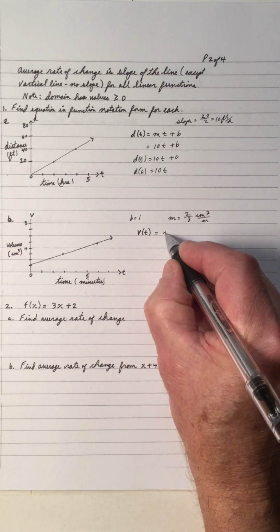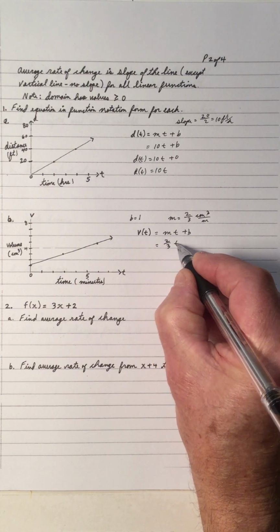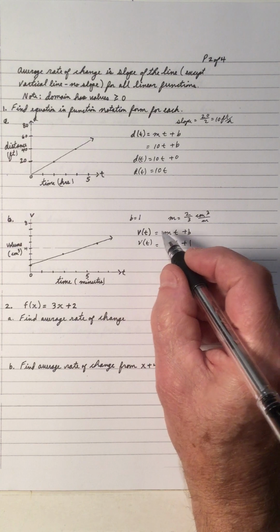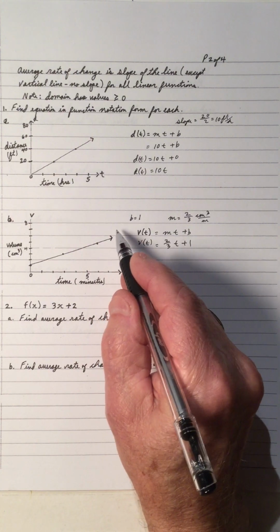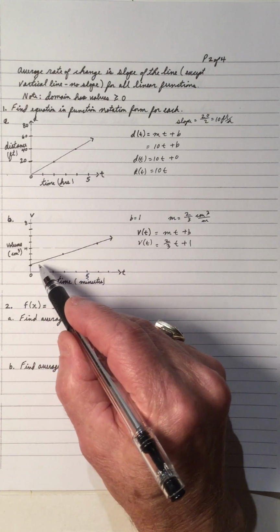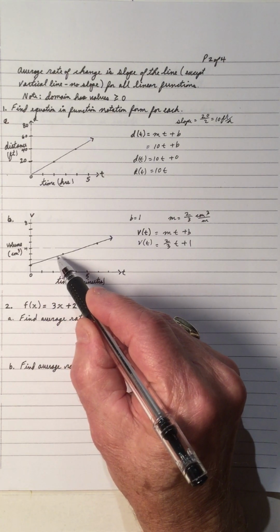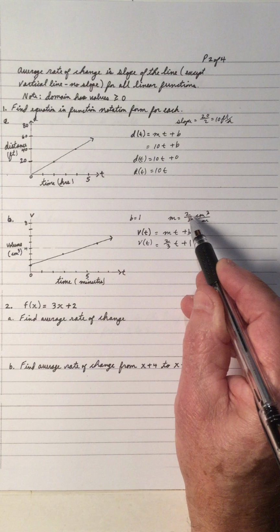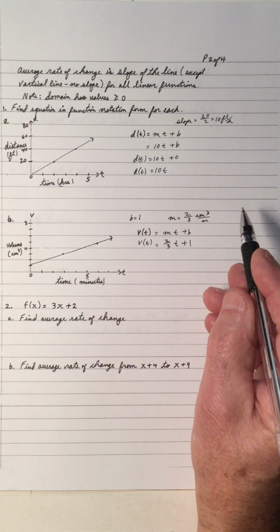So v of t equals mt plus b. So the slope is 2/3 t plus the y-intercept, which is 1. So that's the equation in function notation form that represents this graph or this problem. It could be water flowing. It could be a volume of a container being filled up at this rate, which is volume in a minute. So it's 2/3 cubic centimeters per minute. Let's continue.